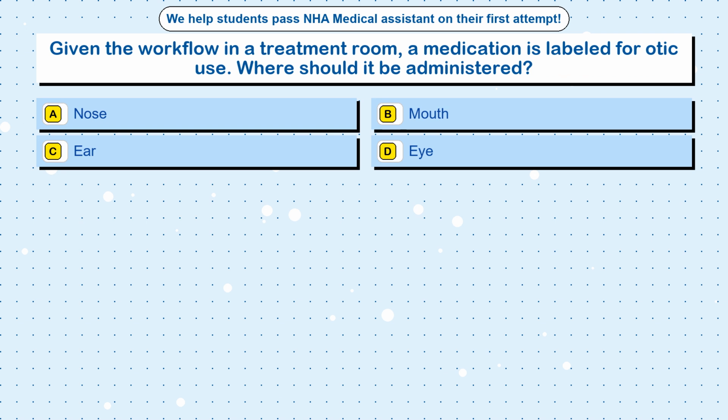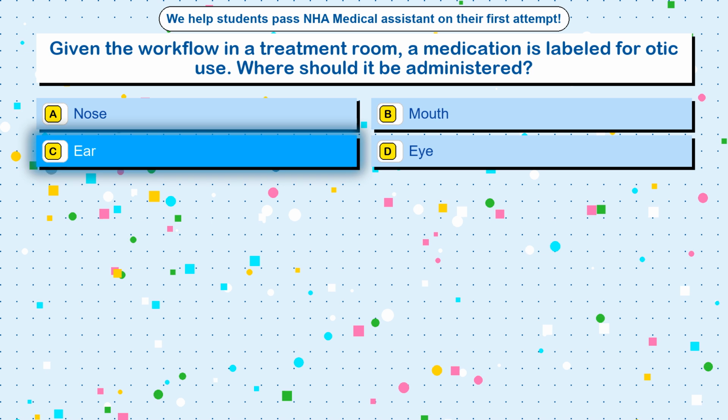Question 19. Given the workflow in a treatment room, a medication is labeled for otic use. Where should it be administered? Option A. Nose. Option B. Mouth. Option C. Ear. Option D. Eye. The correct answer is option C.